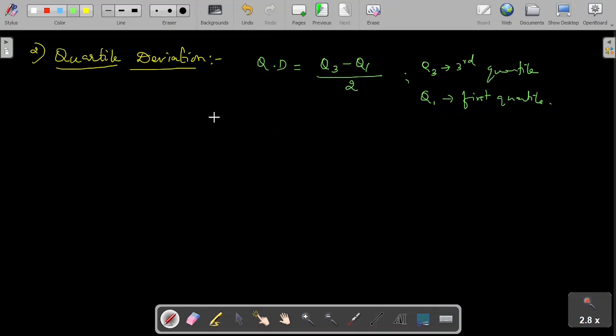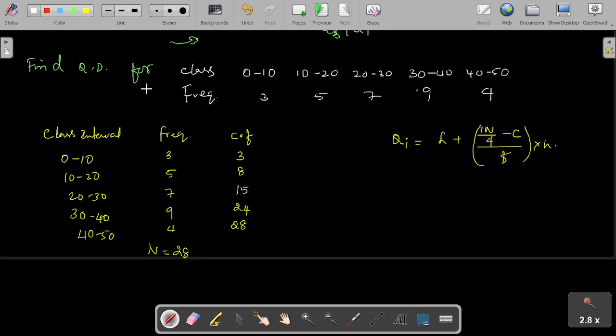And if you want the coefficient of quartile deviation, then it is equal to Q3 minus Q1 divided by Q3 plus Q1. So this gives you a unitless quantity. That's why sometimes we need the coefficient of quartile deviation as well. See one example. Find quartile deviation for this data. This is grouped data having class intervals. Write down the class interval and frequency. Then find the cumulative frequency: 3, add 5, 8, 8 plus 7, 15, 15 plus 9, 24, 24 plus 4, 28. So the sum of all frequencies is 28.